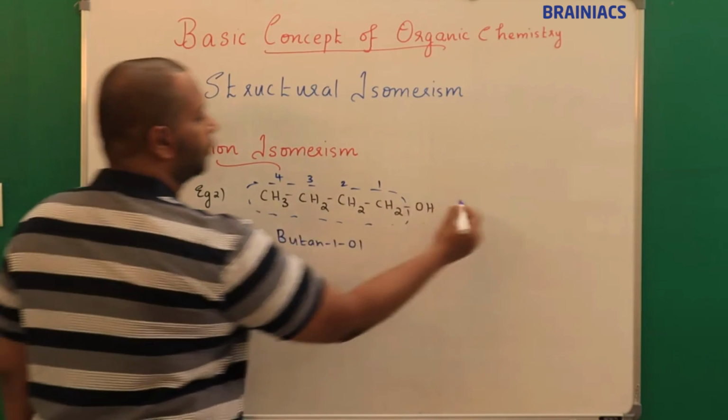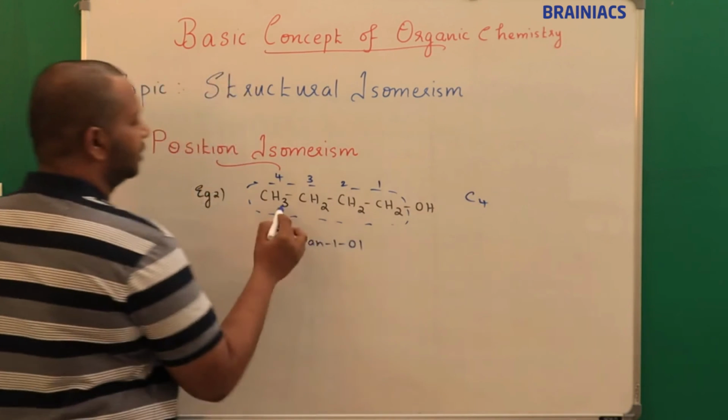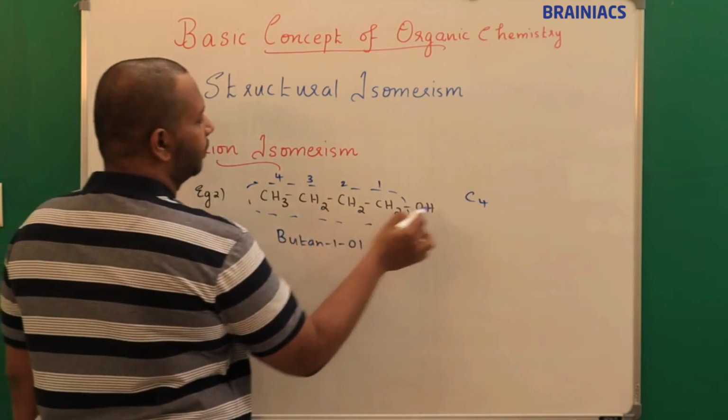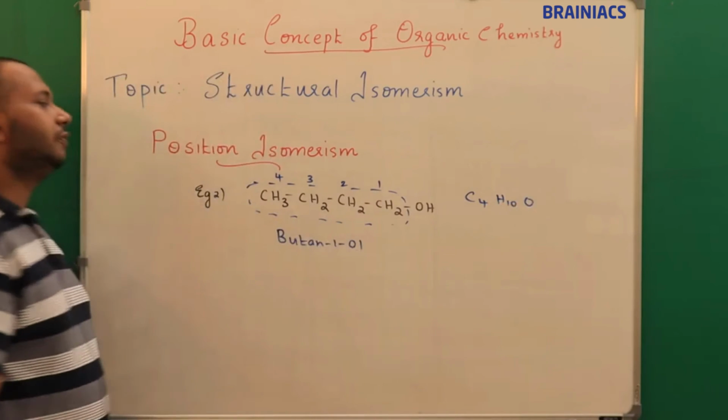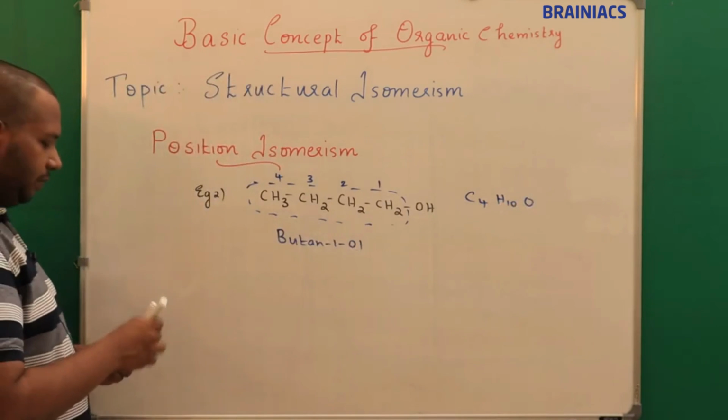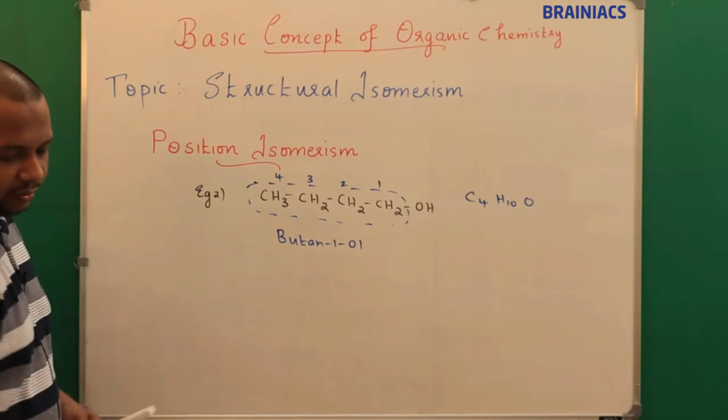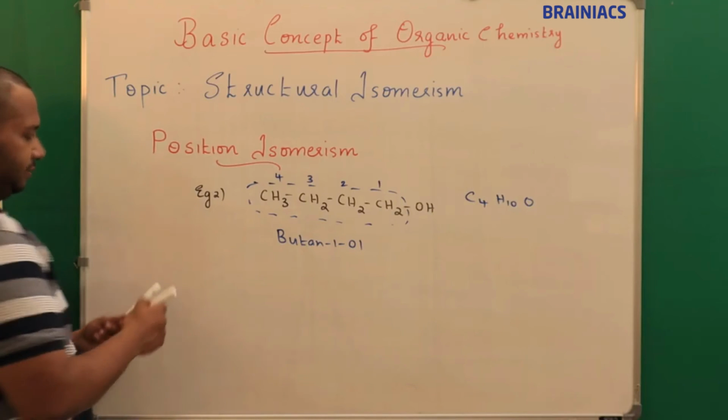So what is the formula? 1, 2, 3, 4. 4 carbon atoms. Hydrogen: 3 plus 2 is 5, plus 2 is 7, plus 2 is 9, plus 1 is 10. And you have 1 oxygen. C4H10O. Now let me draw another one. Then try to tell me how these two are related.